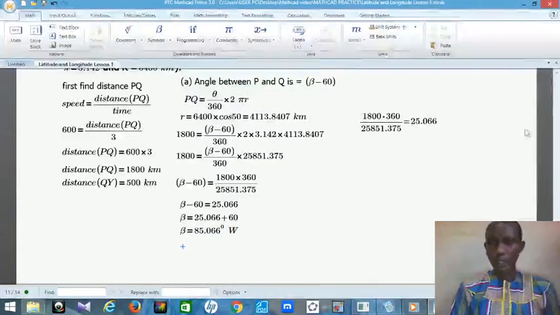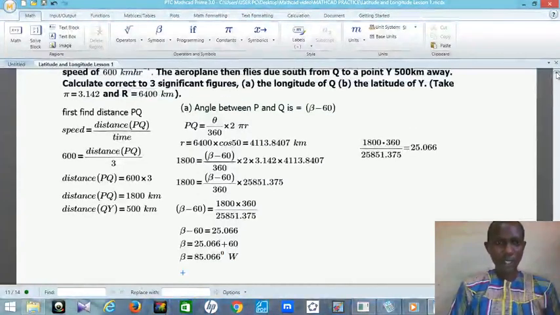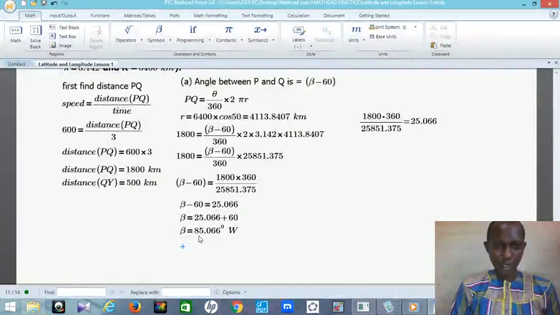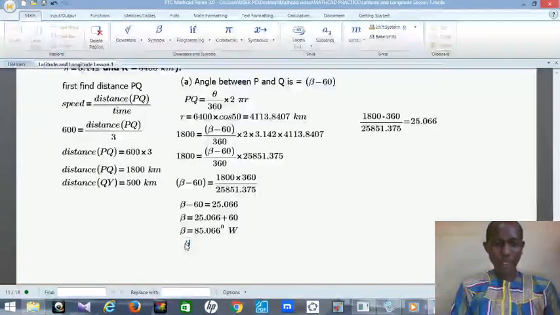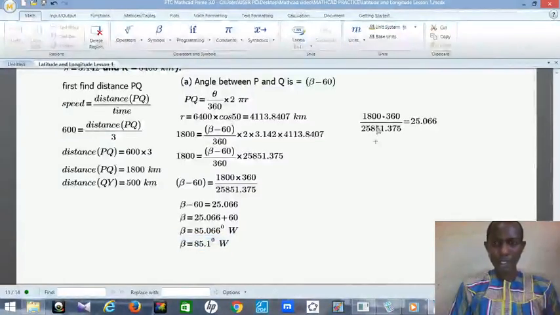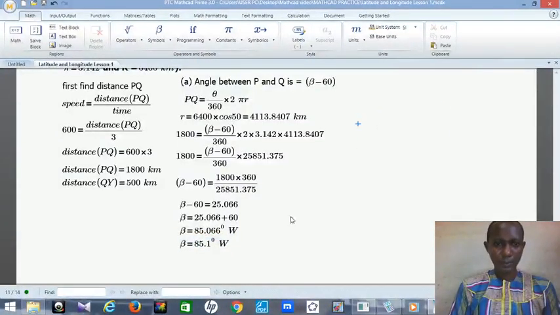Then the question says we should leave our answers to 3 significant figures. So since it's 3 significant figures, let's approximate it. This is 1, 2, 3, so we add 1 to it. So finally, beta will now be 85.1 degrees west. So this is beta. So take note of this. We don't need this. Let me remove this. So beta is 85.1 degrees west.